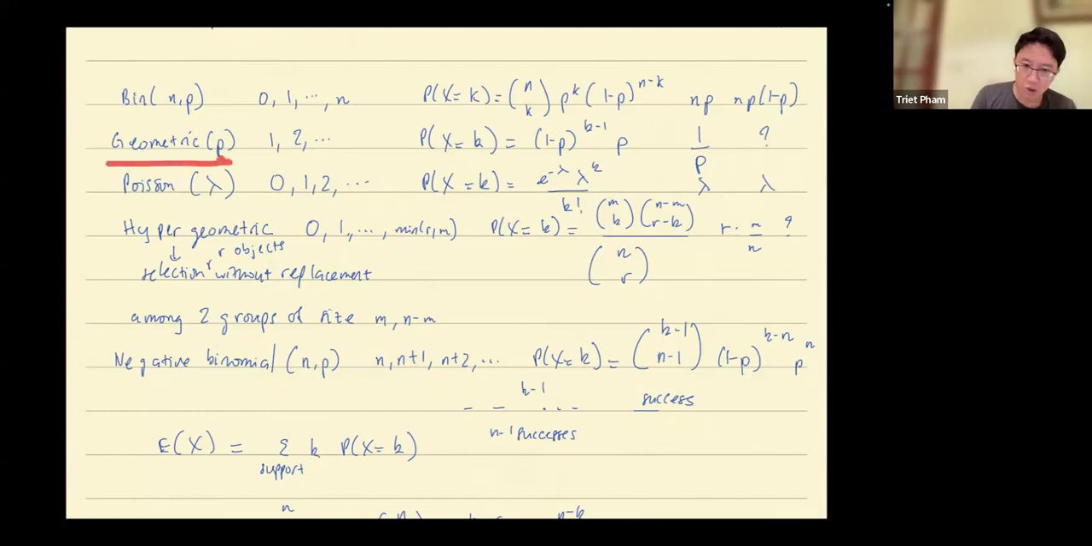So just like the geometric, the expectation is 1 over p. The geometric is the number of trials until you see the first success. So the number of trials until you see n successes will be n over p, okay? So n over p will be the expectation of a negative binomial. The variance we'll just leave blank for now. We'll fill that in later.